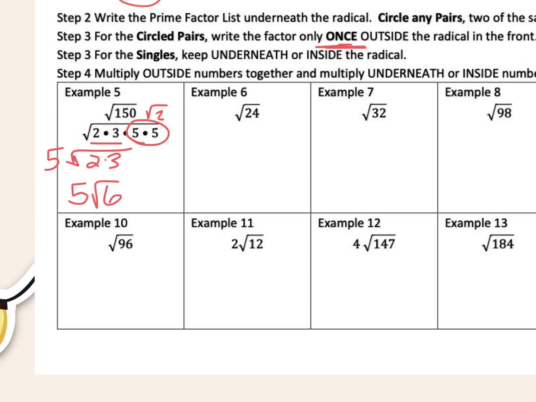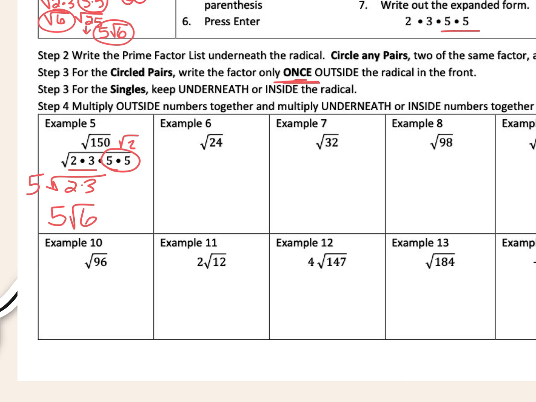So if you follow these steps, you write your factors. We circled our pairs, underlined our outside ones. The singles stayed underneath, right? So think of it like this. Couples or pairs, they go outside on dates. They go out to the movies. They go out to play putt-putt. So they go outside the radical. Singles, they don't have any dates. They're kind of lonely. They stay inside, okay?